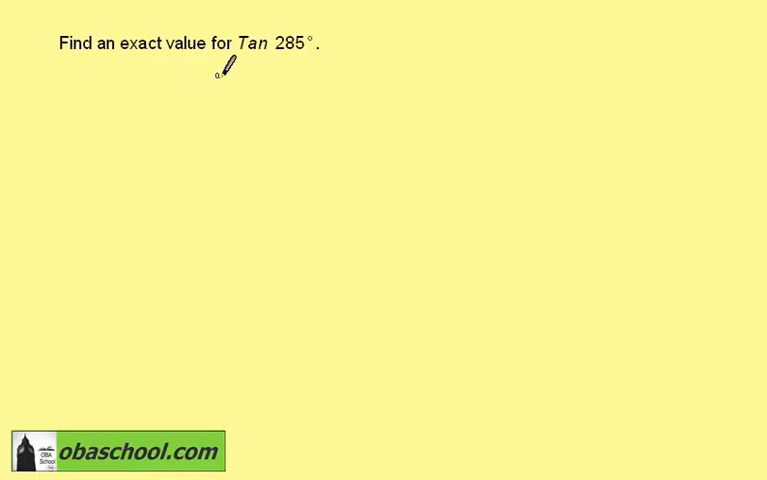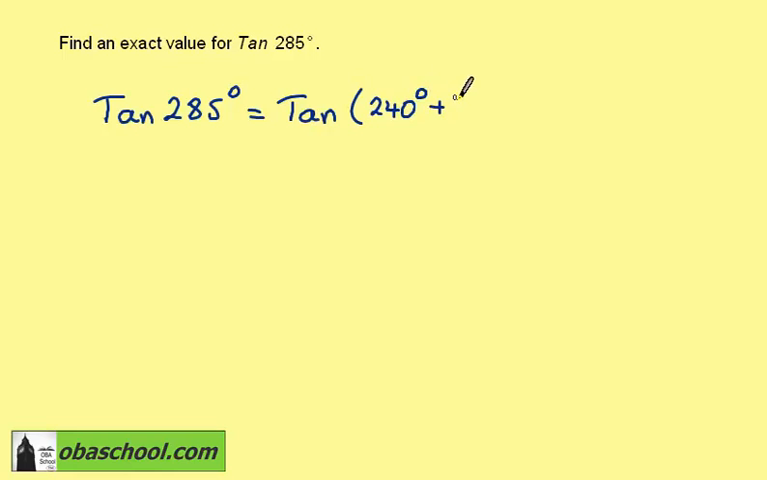Find an exact value for the tangent of 285 degrees. We can break down the 285 degrees into 240 degrees and 45 degrees.